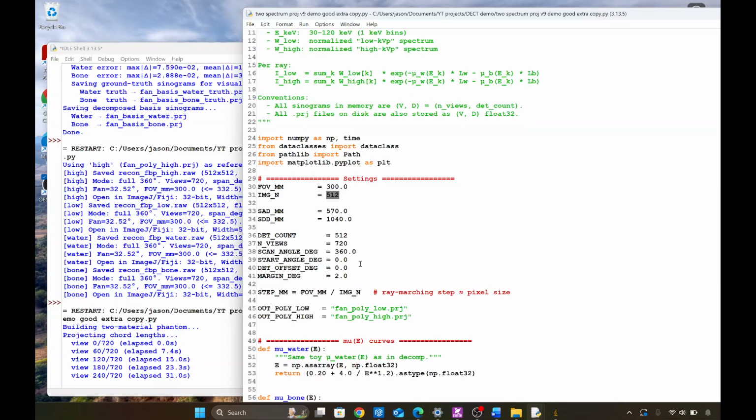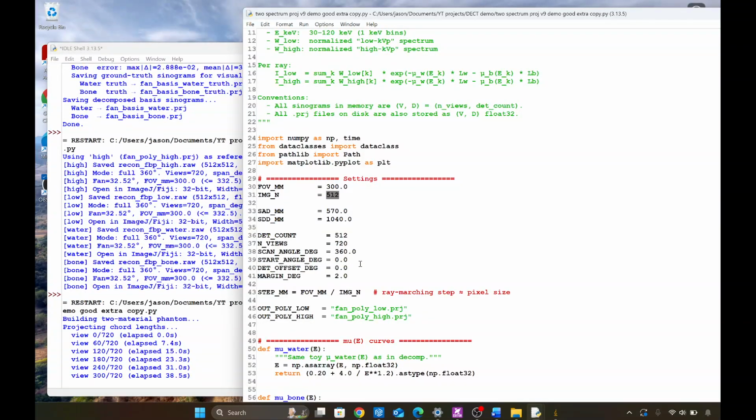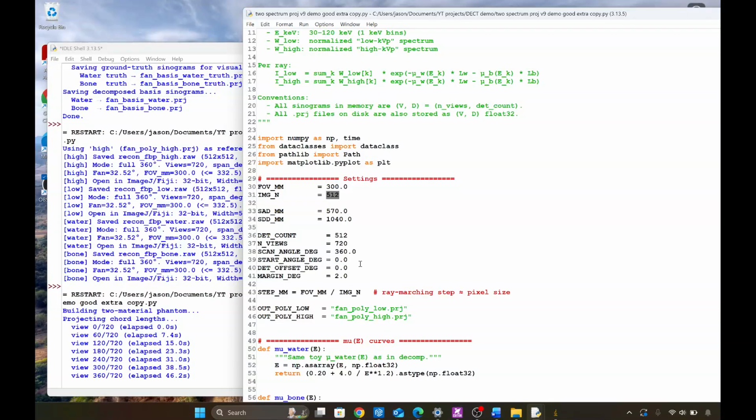Next, it will also generate two X-ray spectra using a realistic spectrum model. The low energy beam corresponds to something like an 80 kVp spectrum, and the high energy beam uses a 140 kVp spectrum, as it will plot at the end of the simulation.